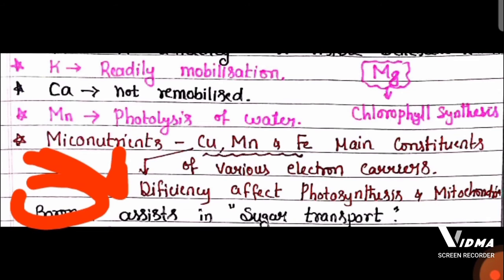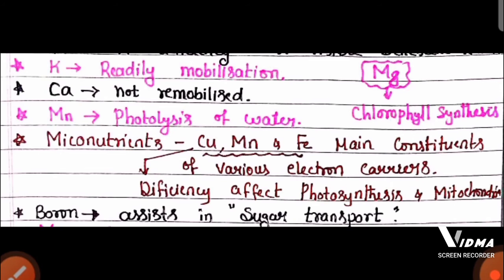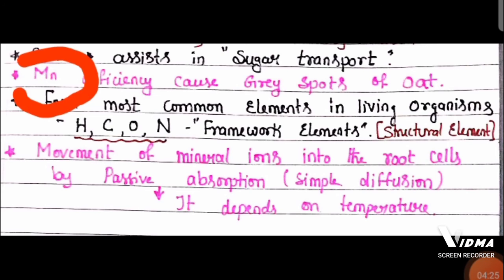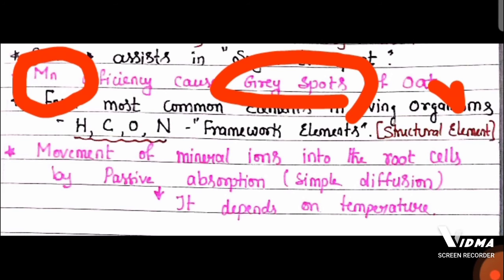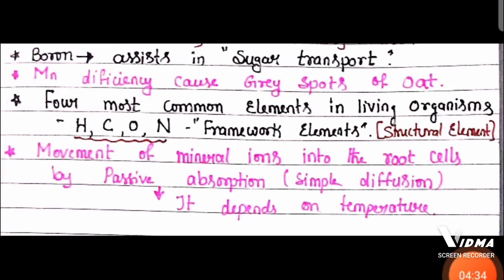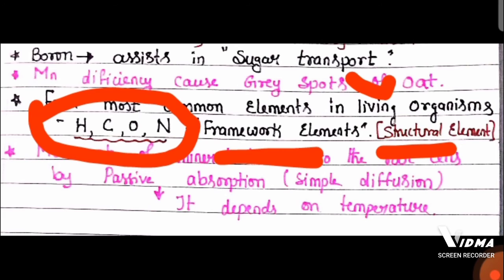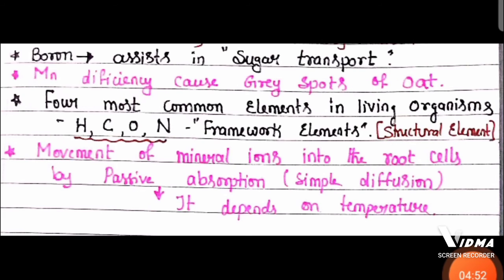And remember, boron is the one element that helps in sugar transport. Boron, as I said, assists in sugar transport. And manganese deficiency causes gray spots in oat. Gray spot in oat is because of the deficiency of manganese. And remember, the 4 structural elements, the 4 framework elements of living organisms, are hydrogen, carbon, oxygen and nitrogen. They are the framework elements of all living organisms, not only plants.